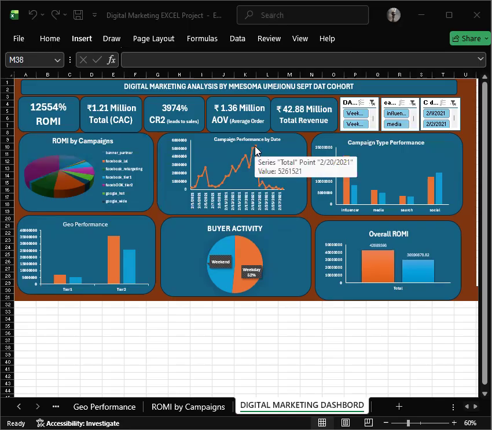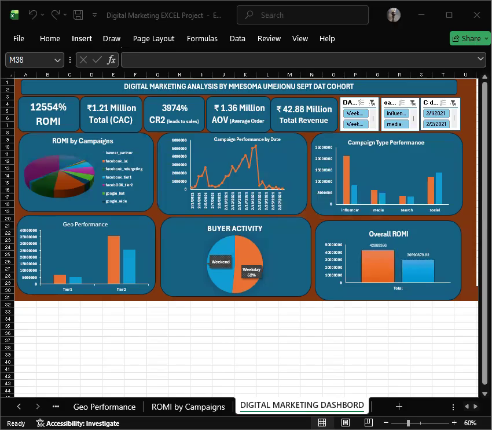with a clear peak over here with a value of 52,615.21, which we can see was the highest campaign performance, on the 20th of February 2021, followed by a sharp drop. This suggests short, high-impact campaign periods, possibly driven by a promotion or a budget spike.